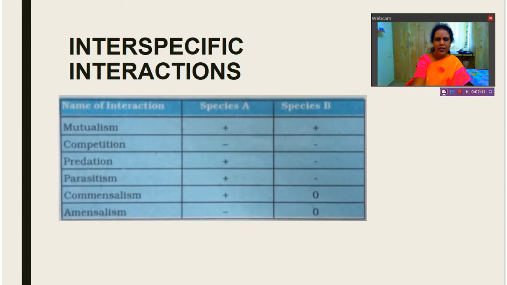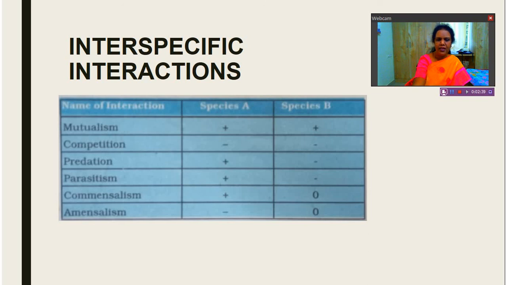And next one is parasitism. The next one is parasitism, where we can see one species gets benefit because of the interaction and for another species the interaction is harmful or detrimental. So for one species it is beneficial and for another species it is harmful in parasitism.